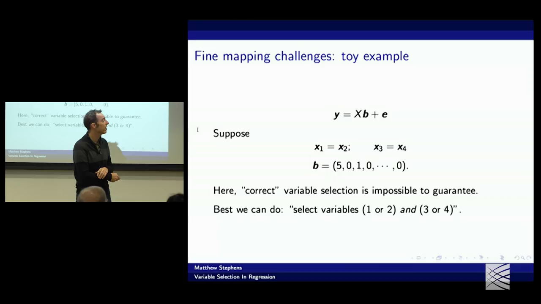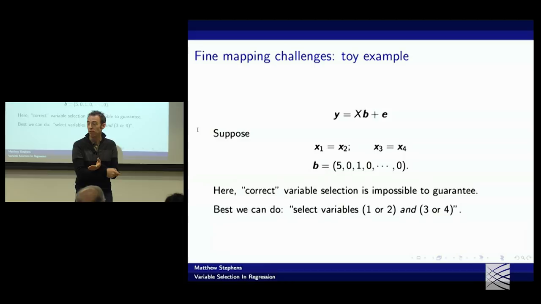And the same for 3 and 4. So 3 is the one I've told you has an effect, but it's exactly equal to 4, so we can't tell whether it's 3 or 4. So the best we can do here is say it's either SNP 1 or 2, and it's either SNP 3 or 4.